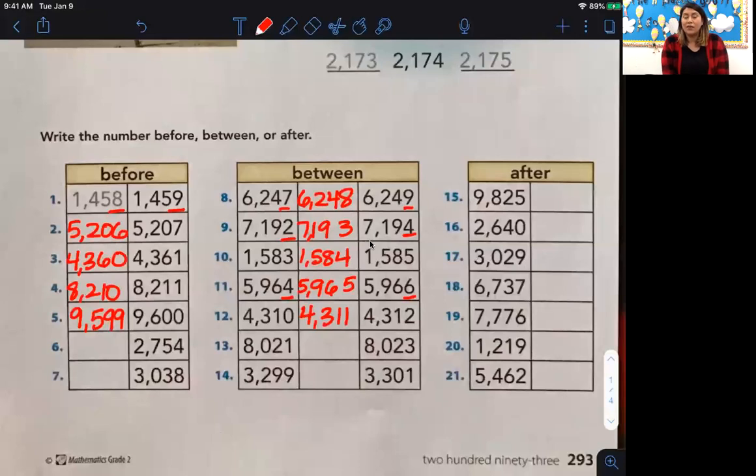All right, we're gonna skip over to the next. You can do those last two on your own. Ready? Now we're thinking, switch your brain again. And we're thinking of the number that comes after 9,825. What comes after 5? 6.